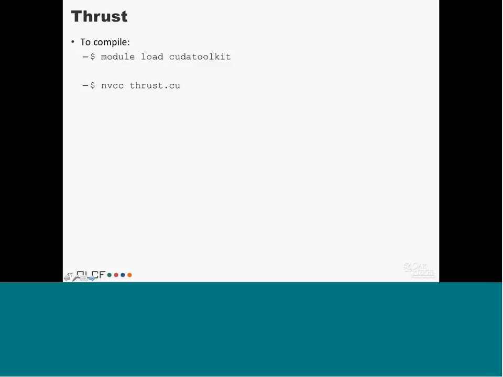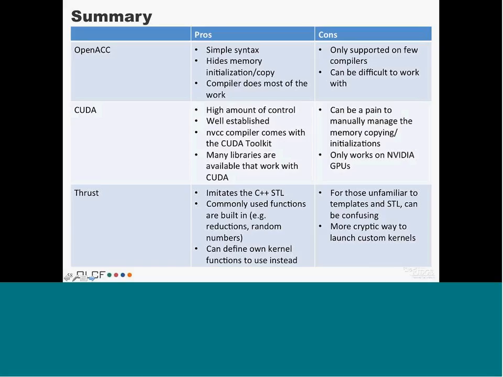To compile the code, you would load the CUDA toolkit and use NVCC. So in summary, each of these methods has its good and its downside. OpenACC has very simple syntax. It hides all of the memory initialization, the copying of the memory to and from the device, and the compiler does most of the optimization work for you. It'll break down those for loops into threads and all that behind the scenes for you. But it's only supported on very few compilers, and it can be notoriously difficult.